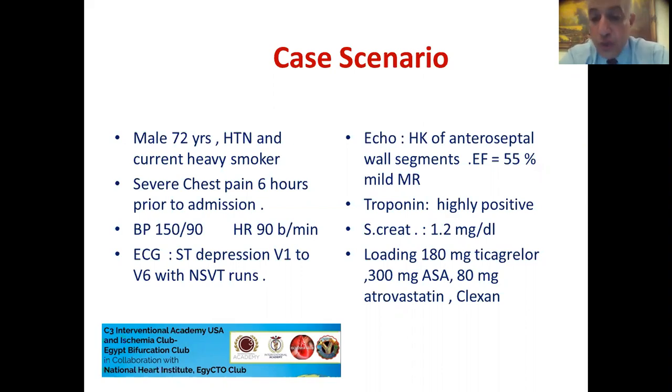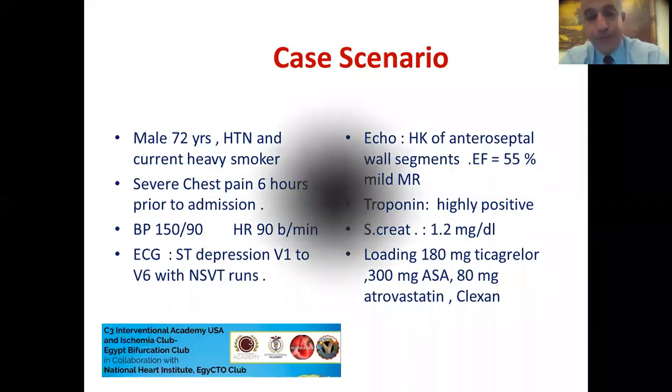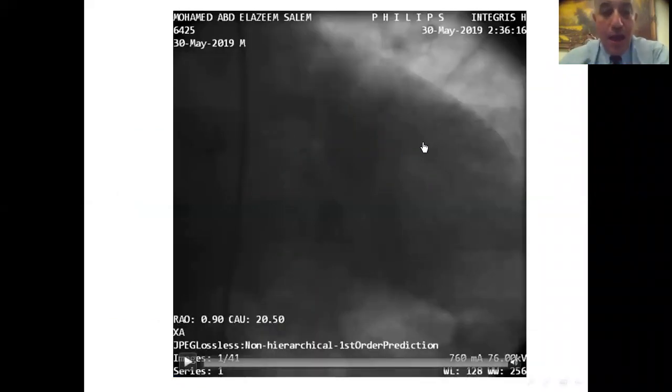The patient was loaded immediately with 180 milligram ticagrelor, 300 milligram aspirin, 80 milligram atorvastatin, and the Clexane shot was given to him. And the patient was pushed to the cath lab because he is electrically unstable with NSTEMI presentation. Let us dive into his coronary angio first.